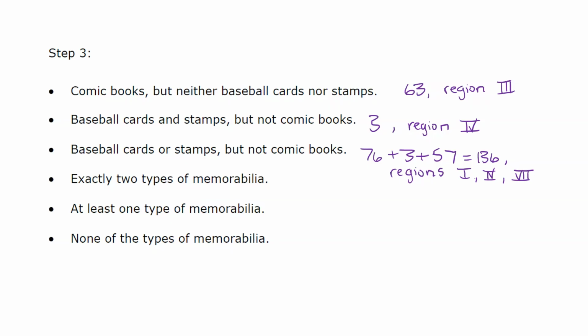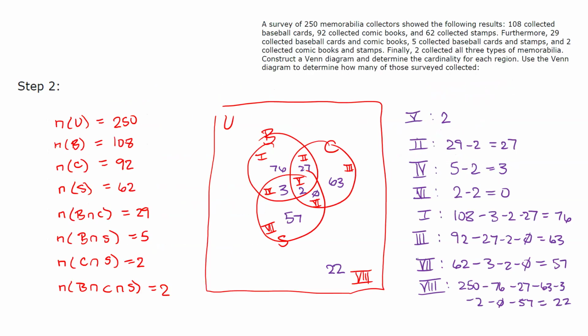We want to now know how many collectors had exactly 2 types of memorabilia. Exactly 2 types. So we know then that we're going to be looking at an intersection. Now, the one in the very most center of this Venn diagram in region number 5 is going to be where all 3 sets are combined. So we want to look at the intersections where there's only 2 sets. So that would be region 2, 4, and 6, 27, 3, and 0.